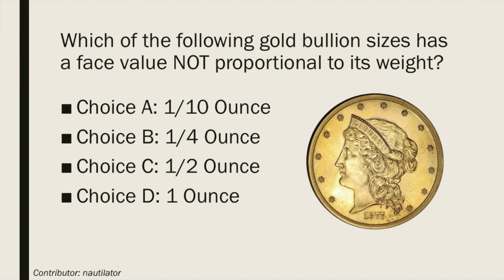Thanks to Nautilator for this question: which of the following gold bullion sizes has a face value not proportional to its weight? So essentially, the following 4 coins all have face values assigned. This is for the modern ones, and one of them is not proportional when compared to the others. The choices are choice A, 1/10 of an ounce, choice B, 1/4 of an ounce, choice C, 1/2 of an ounce, and choice D is 1 ounce.